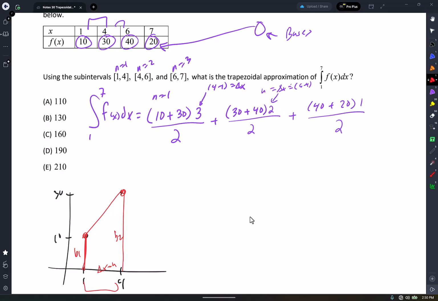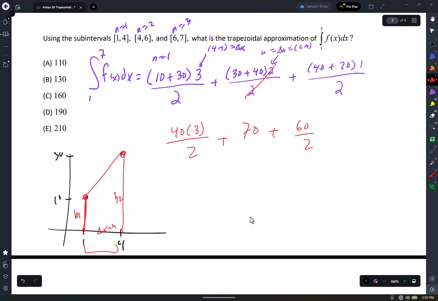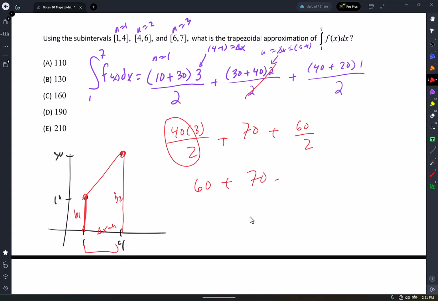Good job. Good job. And no one yawns. Good job. All right. What's 30 plus 10? 40 times 3 divided by 2 plus, these 2's cancel out. 40 plus 30 is 70 plus 40 plus 20 is 60 divided by 2. All right, well, let's see what this is. 40 divided by 2 is 20, and 20 times 3 is 60 plus 70 plus 30. 60 plus 70 is 130 plus another 30 is, there it is.